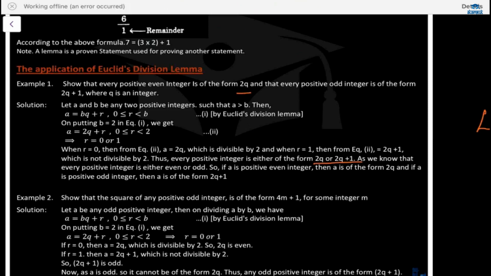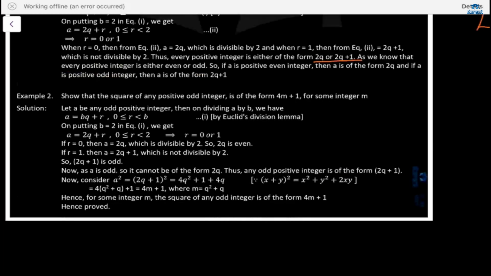Understood, Shazan? Yes, ma'am. Getting it. Now similarly, show that the square of any positive integer is of the form 4m plus 1. Many times you will not get that exact value directly.